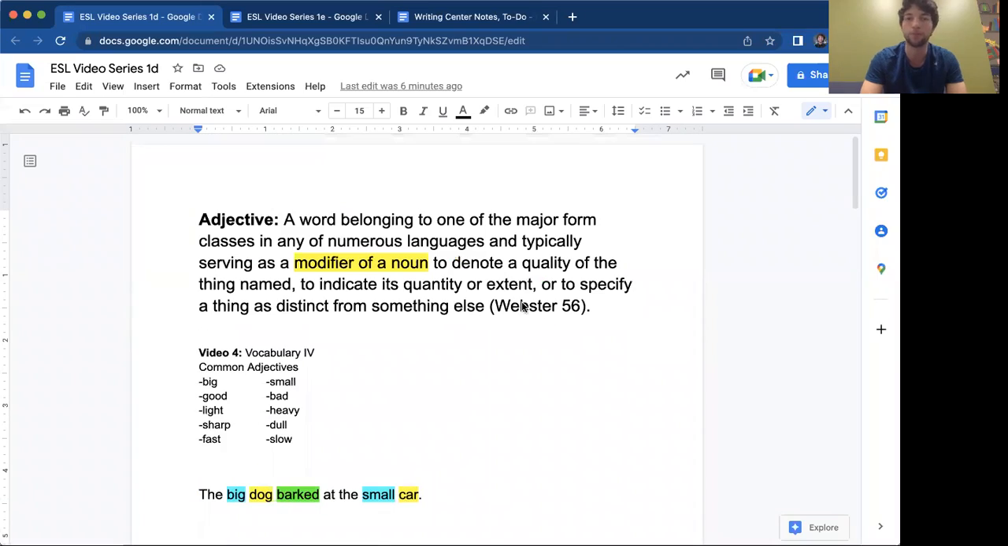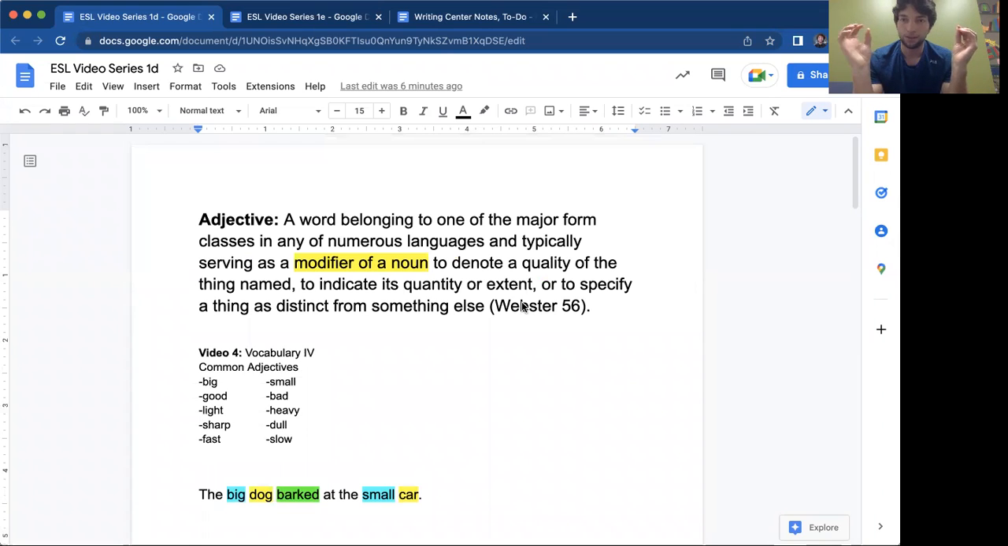Okay, wonderful. An adjective is a word belonging to one of the major form classes in any of numerous languages, and typically serving as a modifier of a noun. That's important, remember that, modifier of a noun, to denote a quality of the thing named, to indicate its quantity or extent, or to specify a thing as distinct from something else. This is on page 56 of Webster's Ninth Collegiate Dictionary.